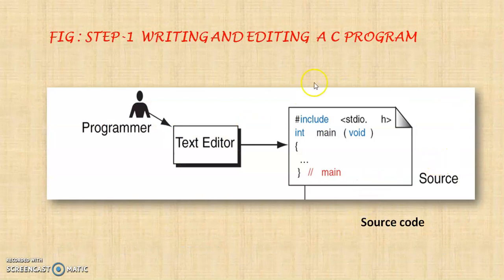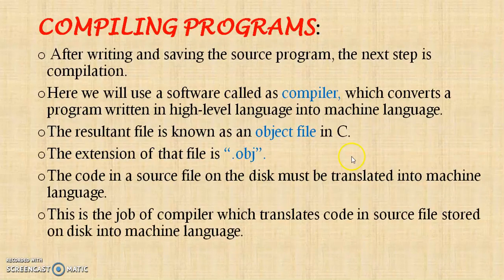So here it is the first step. The programmer writes the program in this text editor. Also it will be like a notepad, and the code that is written by the programmer is known as a source code. Second step involves compiling the program.